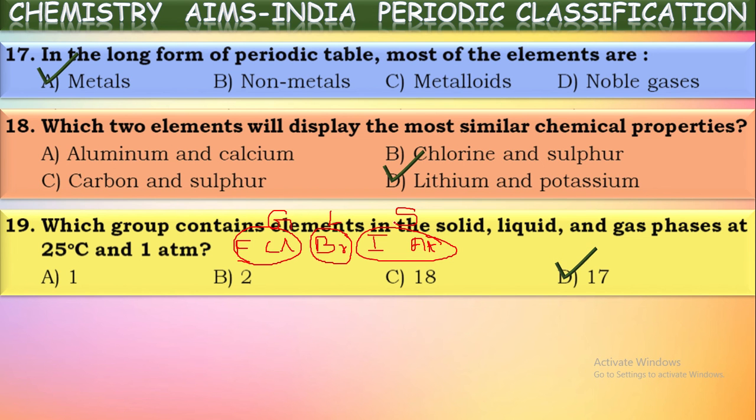So in this way, the 17th group or 7A group, the halogens group, contains elements of three different states. No other group has elements in three different states in this way.